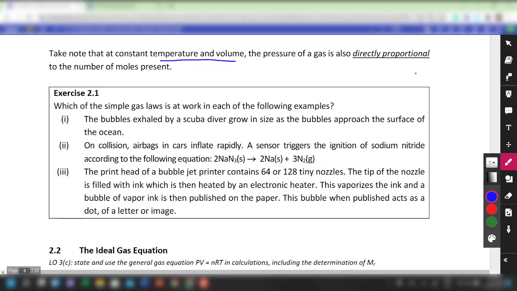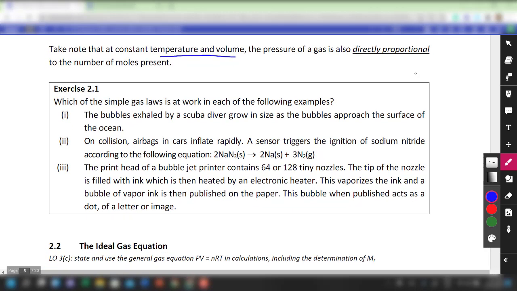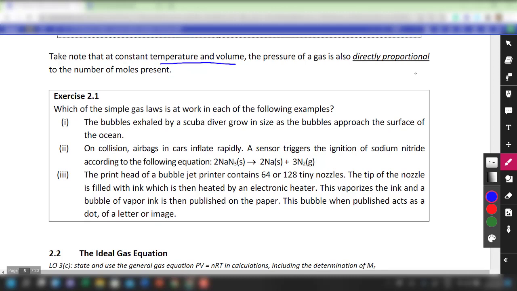The question is, which of the simple gas laws is at work in each of the following examples? For part 1, the bubbles exhaled by a scuba diver grow in size as the bubbles approach the surface of the ocean. Over here we have to assume that the temperature is constant, although it's a poor assumption. In that case, we apply Boyle's law, because pressure is inversely proportional to volume, or you can view it as volume is inversely proportional to pressure.